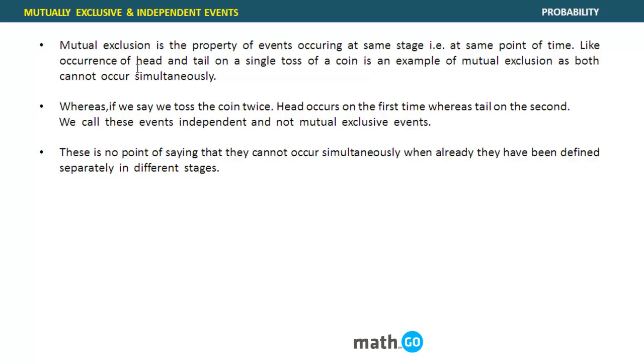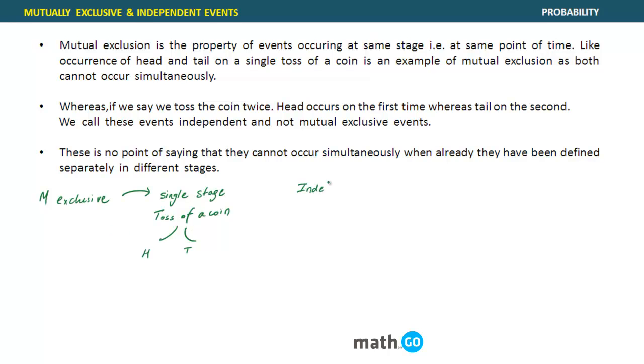So to further elaborate on how you differentiate mutually exclusive and independent events: if I talk about mutually exclusive events, they occur in a single stage event. That is how I try to define it. What do you mean by single stage? For example, the toss of a coin. The toss of a coin is a single event, and we talk about the head and tail of this particular single stage event.